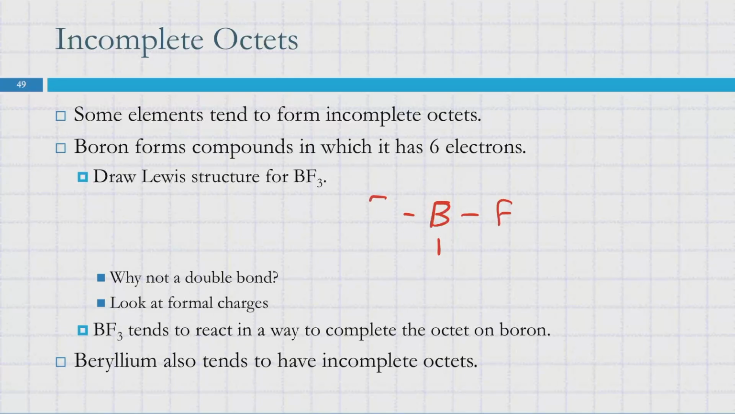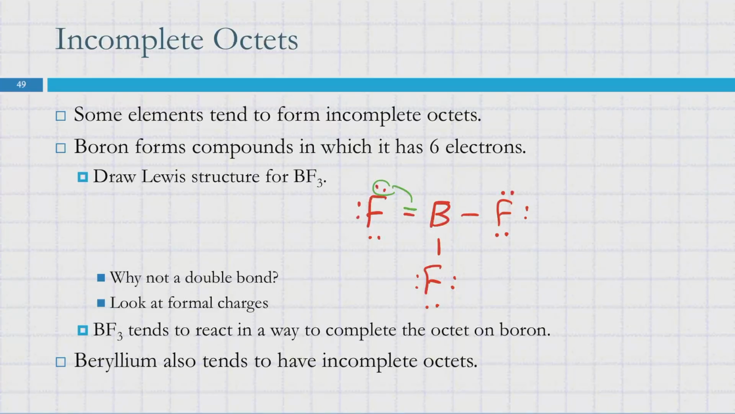boron's going to be in the middle for symmetry reasons. And that's what our structure will look like. We could add in a double bond from any of these fluorines, right? And then we would have, let's say, a double bond with that left fluorine. It doesn't really matter which one we look at.